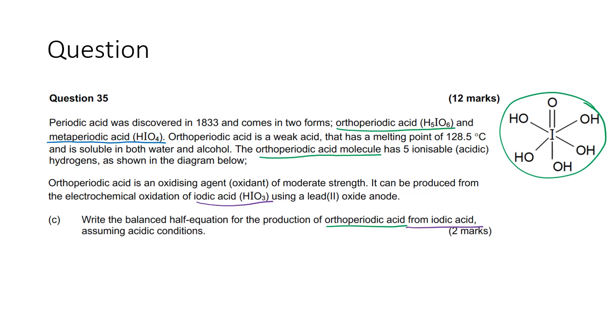So let's write out our half equation. Okay, so we're starting, first of all, what's the reactant here? It's the iodic acid, because it says from iodic acid. So HIO3, that's our reactant. Notice how I give myself a bit of space here, so I'm going to write out some other electrons and stuff like that. And it's making orthoperiodic acid, which is the H5IO6.